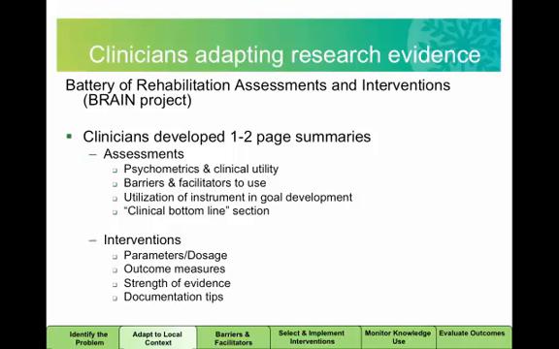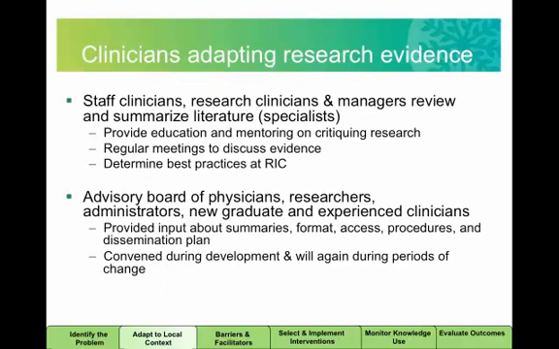The strength of the evidence that supports the intervention is described with a brief overview of results and the studies. Additionally, tips to improve documentation of the intervention in the medical records are also included. Both assessments and intervention summaries include patient populations similar to those seen at RIC. In order to develop this resource, we recruited staff physical therapists, occupational therapists, and speech therapists, research clinicians, and managers to review and summarize the literature. We called these individuals our BRAIN specialists.